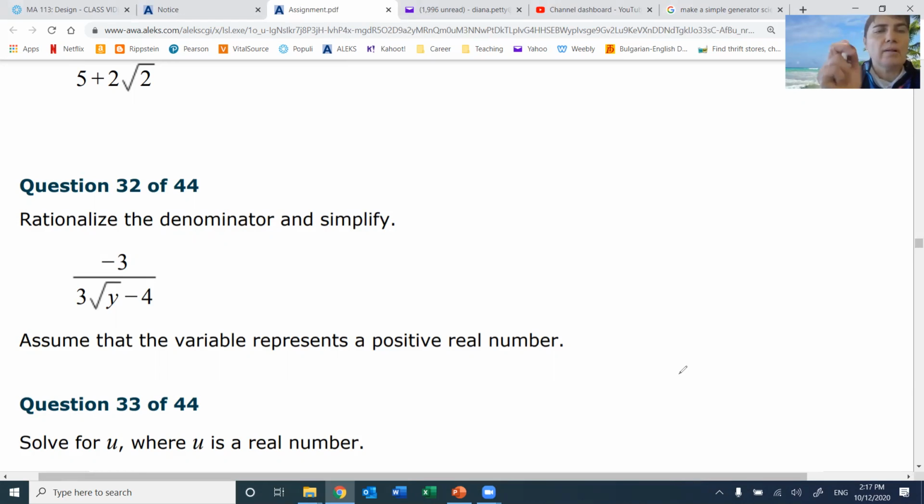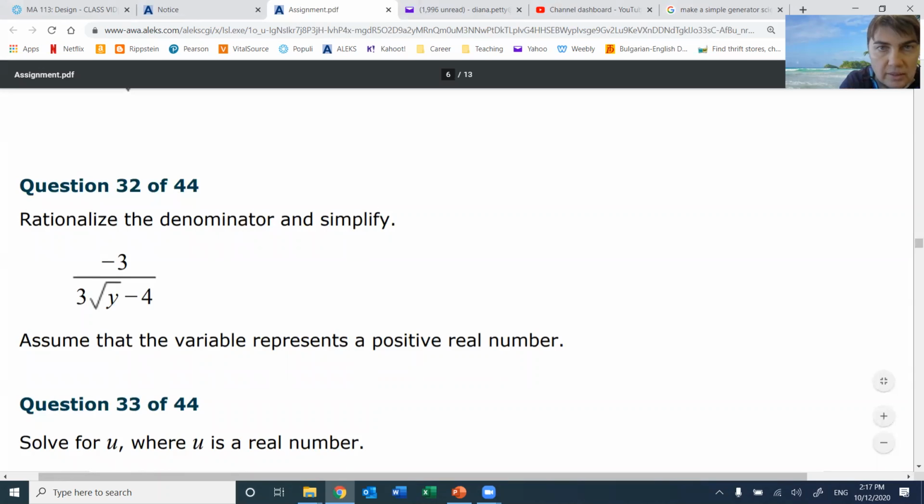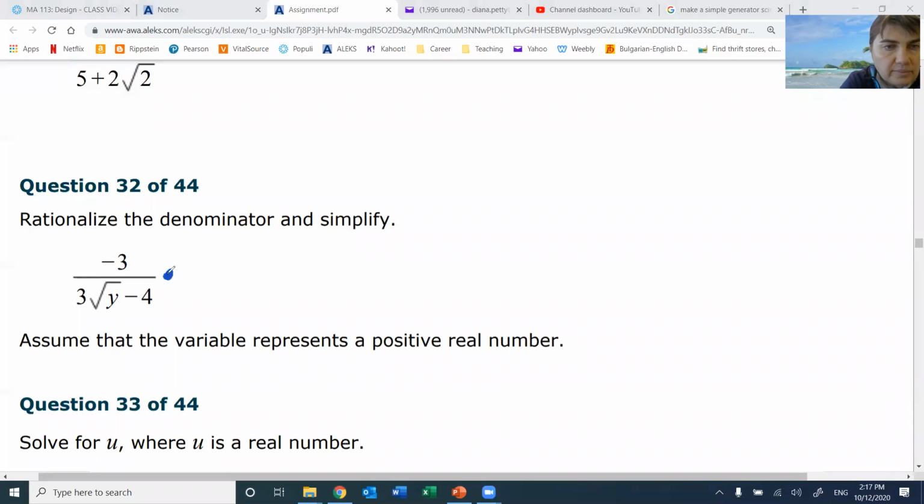So rationalize. Okay. So what do we do? How do we rationalize this denominator? You have to get rid of the radical, right? So the conjugate.